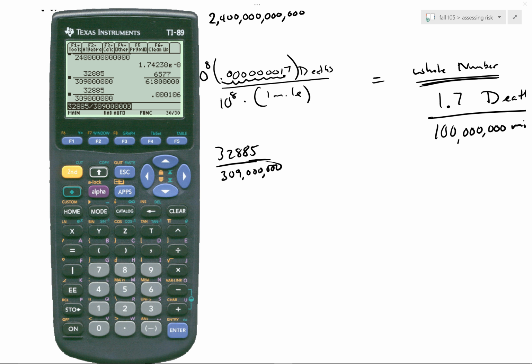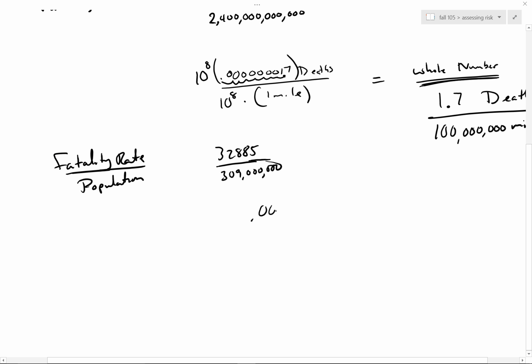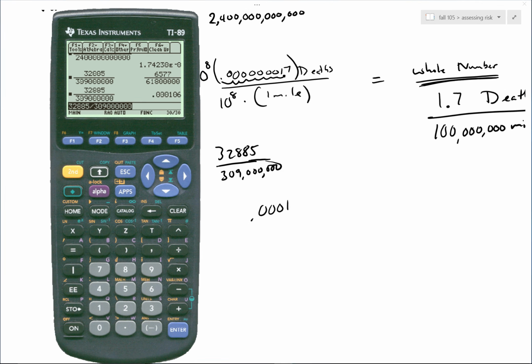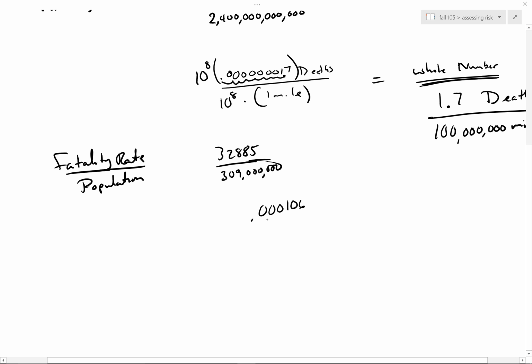Is 0.0001, right? 0.0001. 0.000106. Okay, now, in order to make it make sense, I need to move it 1, 2, 3, 4. So 1.06 deaths per... Now, I multiplied it by 10 to the 4th. Well, what is 10 to the 4th? That's 10,000, okay? 10,000 what? People, okay? So there's 1.06 deaths per 10,000 people.